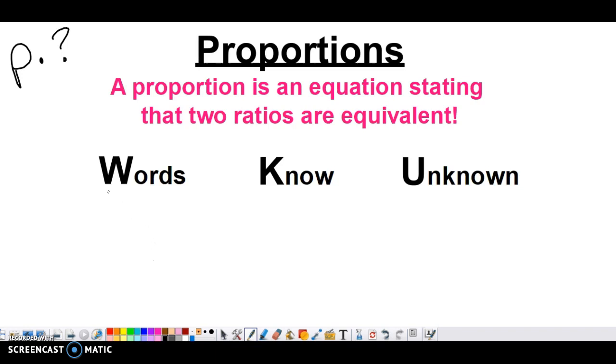And today we're going to focus on WKU when we're working through our proportions. Now, WKU means words, what do we know, and what is unknown. Okay, so what we're going to do is we're going to do 3 sample problems that you are going to write in your journal, and then you'll have some practice afterwards until the end of the period.